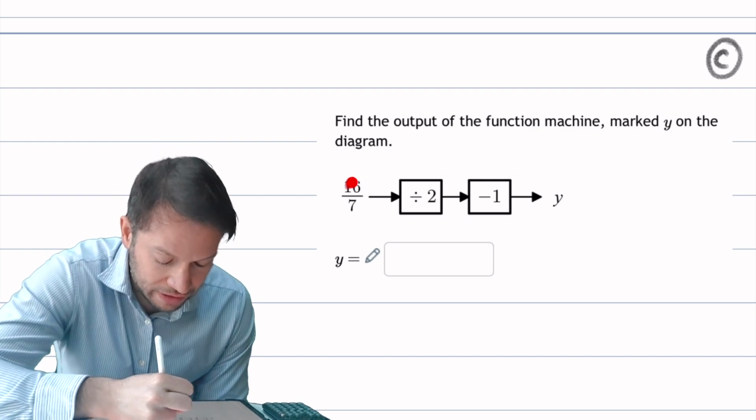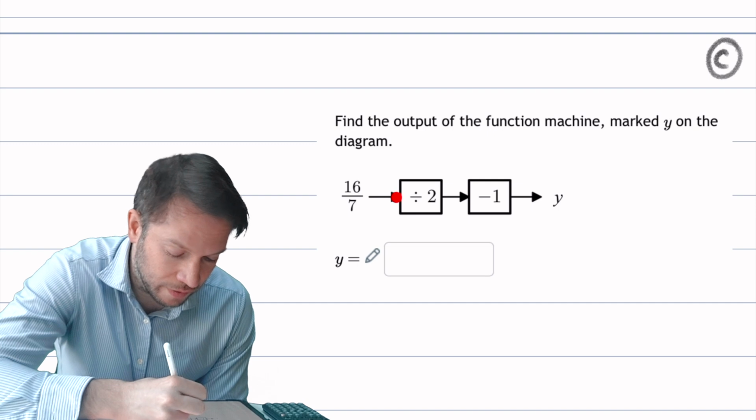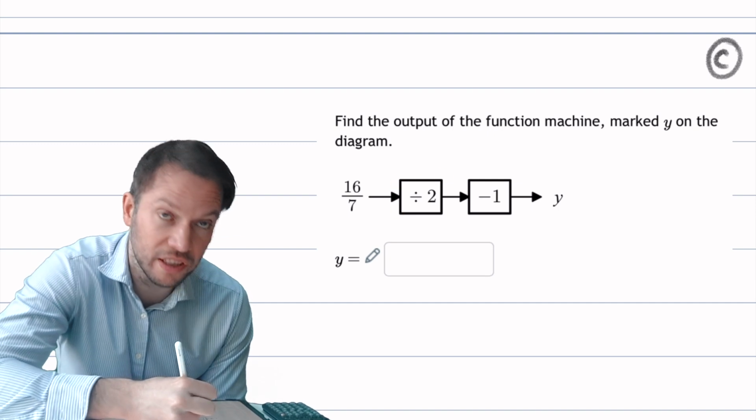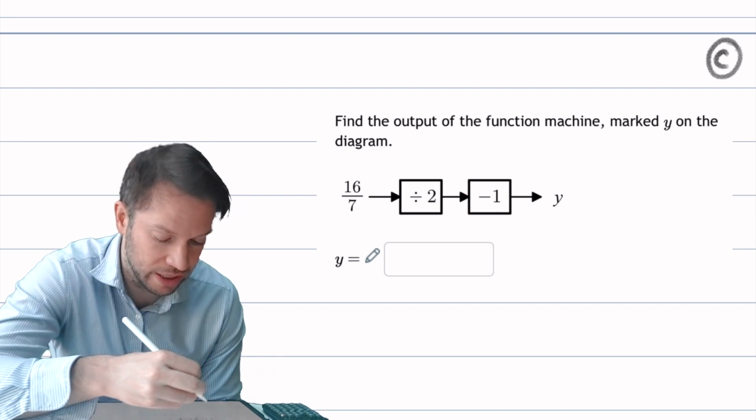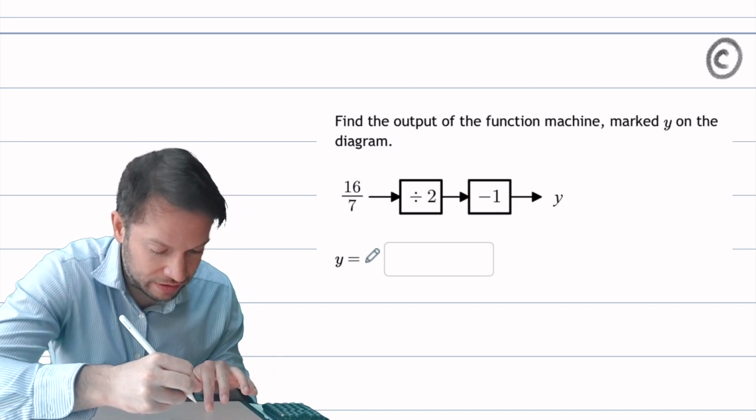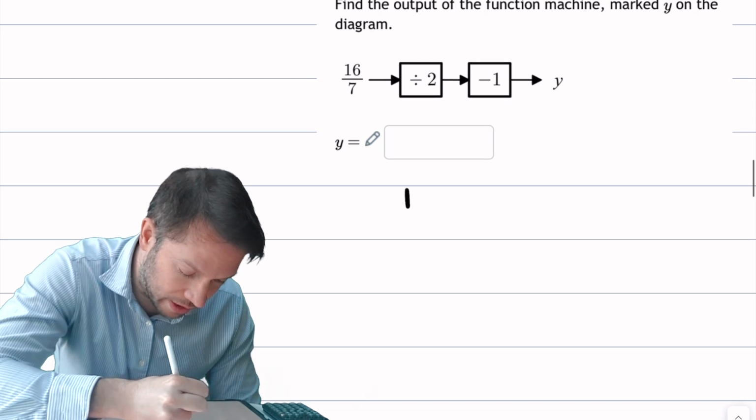So we're doing 16/7. We're feeding it into this function machine, we're dividing it by 2, and it's going to spit out the result. And that result is then going to be fed into this next function machine here. So we need to do 16/7 divided by 2.